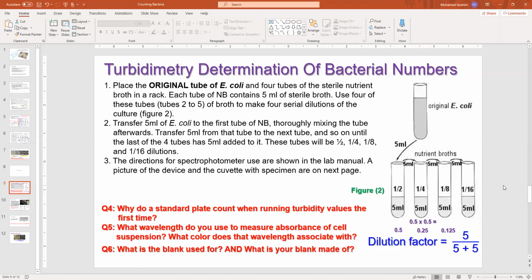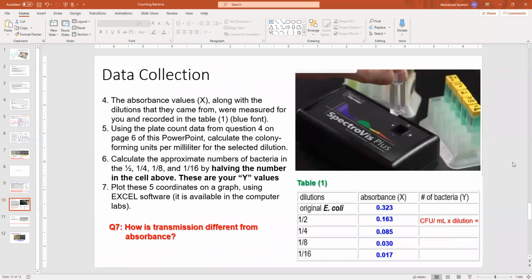Now, which one will have the most absorbance value? Remember when I said there is a direct correlation between absorbance and concentration? The more concentrated the material, the more absorbance value you will get. So half again? Yes, so the highest absorbance value will be in this one, and the least absorbance value will be in that one, okay? So when you do this kind of experiment, now you have a table.